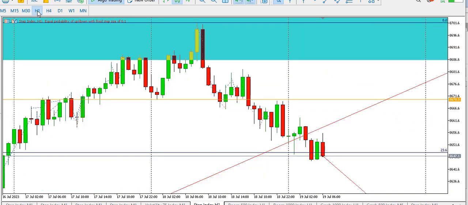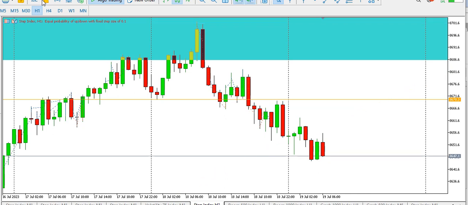That's that for the 4-hour time frame. On the 1-hour time frame, what do we have? You can see that the price of step index is gradually sliding.